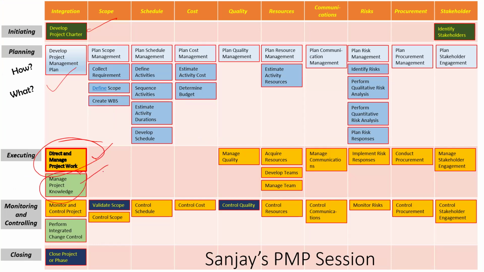Manage project knowledge, tacit and explicit types of knowledge, monitor and control. The intention was to create the WPR, the work performance report, taking the WPI for each of them and creating the WPR, doing alternative analysis, cost benefit analysis, earned value analysis, root cause analysis, all those analyses, and then the WPR. And now we are in perform integrated change control.